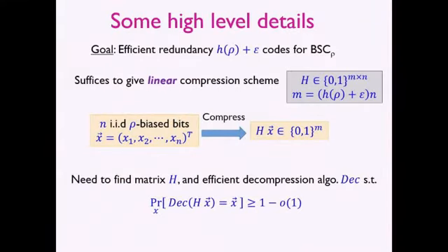Okay, now I'll just give some high level details, similarly to the list decoding part. Again, the goal is you want codes with redundancy h of rho plus epsilon. So the first step, for solving this channel coding or error correction problem, is that it actually suffices to solve a compression problem, and this is completely self-contained. Even if you miss some of the polar coding part, this is a clean linear algebra problem.